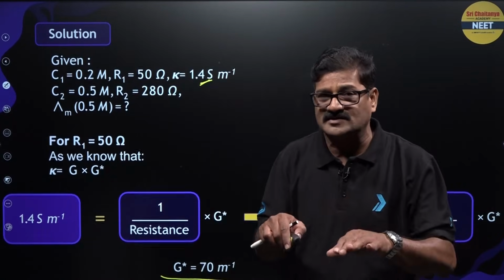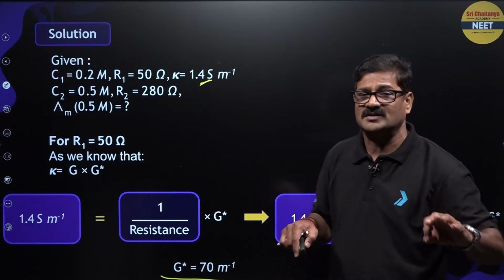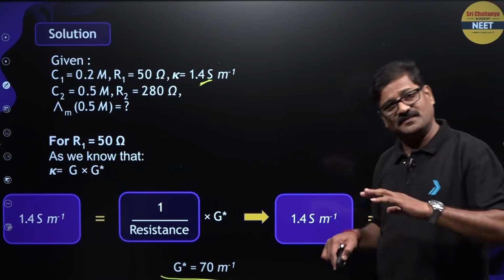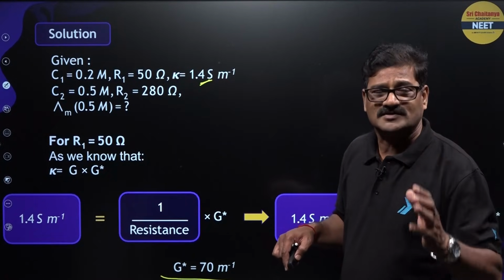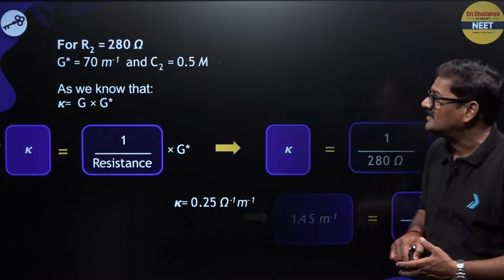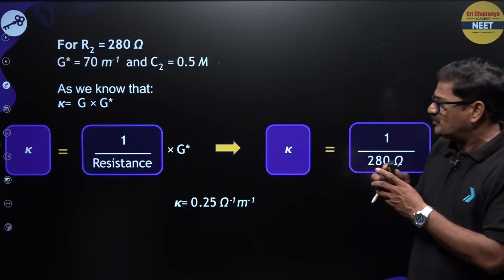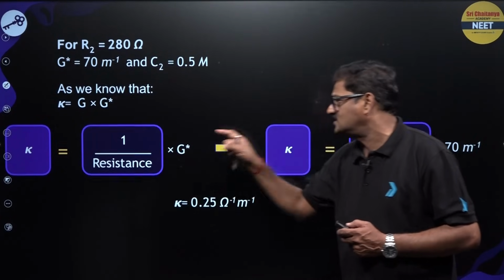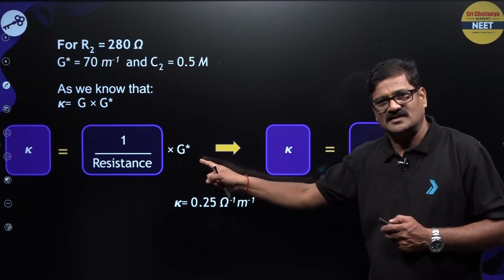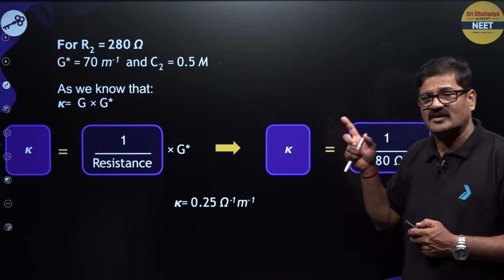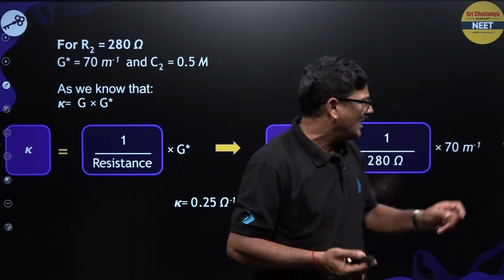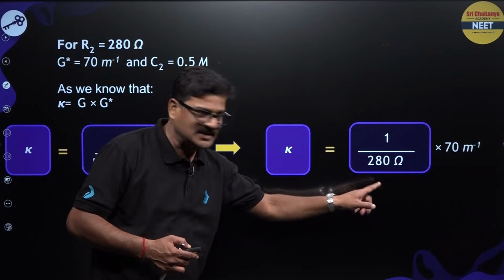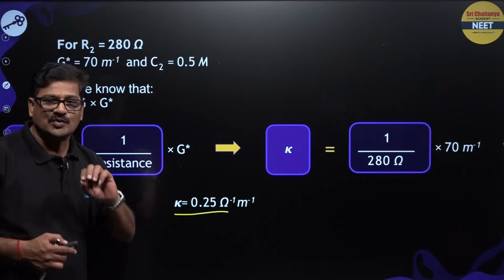I am following the same dimension in the class. If you maintain the dimension and analysis, even in physics and chemistry, you are going to get awesome numericals. So for R2, you just plug in G star and calculate K, 1 by R resistance into G star. G star is always constant as long as the cell constant is constant, and it is 70. We calculated in the previous slide, it is 1 by 280, and K you got is 0.25 ohm inverse.